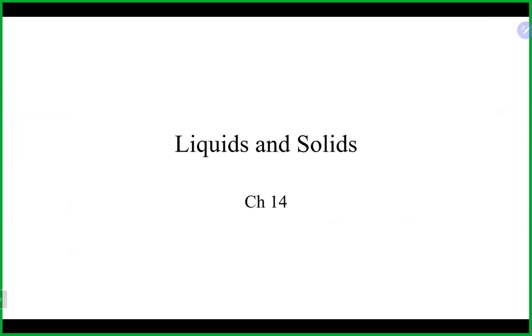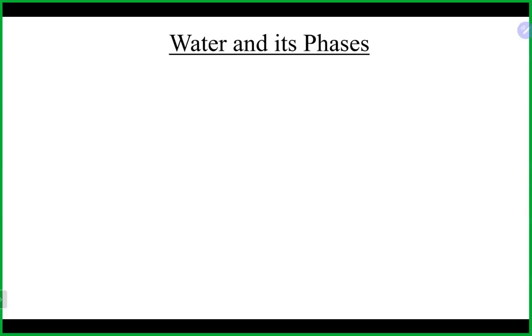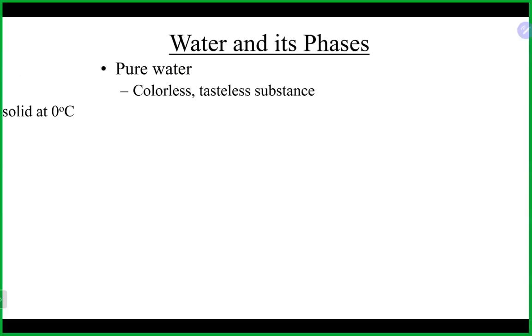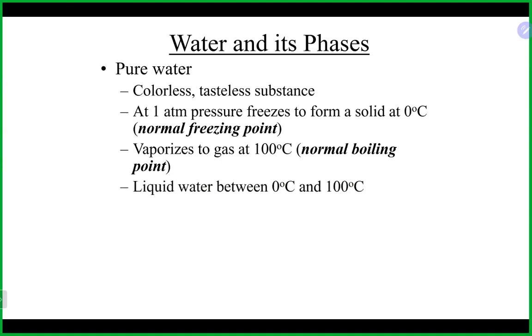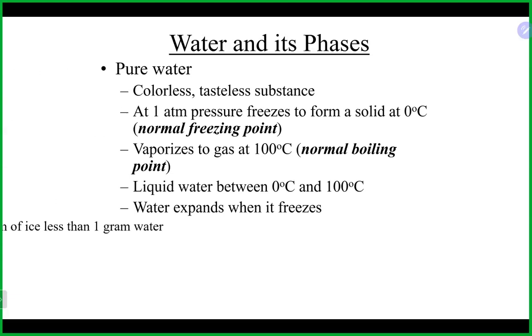So we're going to talk about liquids and solids, mainly liquids in here, and it's not too long of a chapter, so let's get into it. Water, as we've talked about, has a couple of important things: its normal boiling point is 100 degrees Celsius, and it normally will freeze at 0 degrees Celsius. So that's its normal freezing point as well.